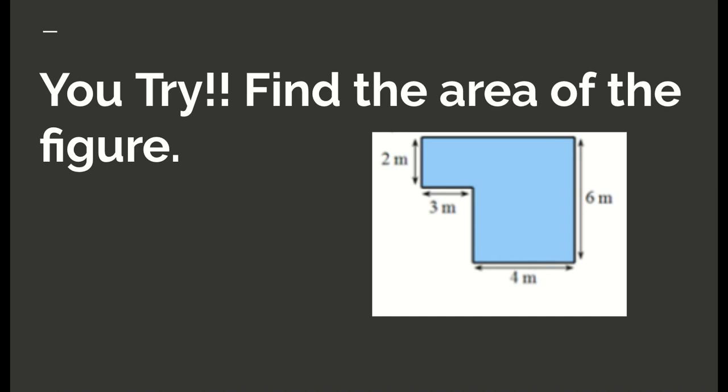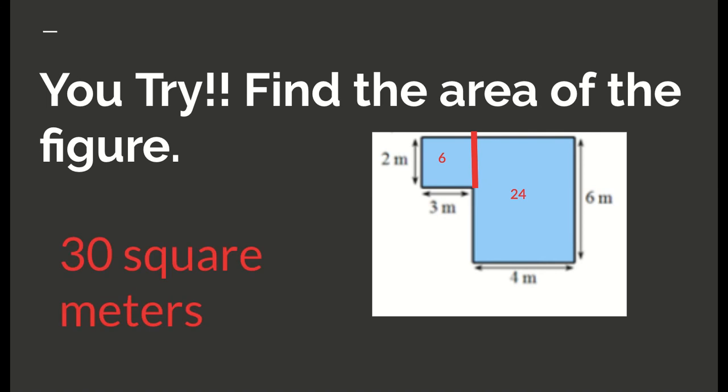Okay, were you able to figure it out? I decided to draw a line here, but there are other ways that you could break up this figure. So I got that the small rectangle has an area of 6 square meters, and the larger rectangle has an area of 24 square meters. So I get a total of 30 square meters. Even if you broke up the figure into different shapes, you should still get the same total area.